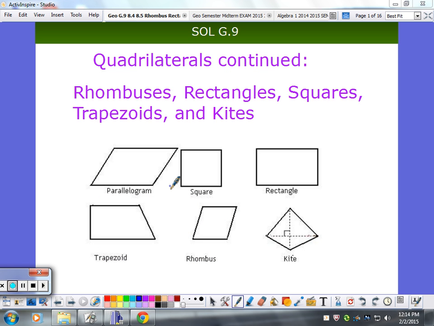We're working still on the quadrilaterals. So we're going to be looking at other kinds of quadrilaterals: the rhombus, the rectangle, the square, trapezoid, and kite.